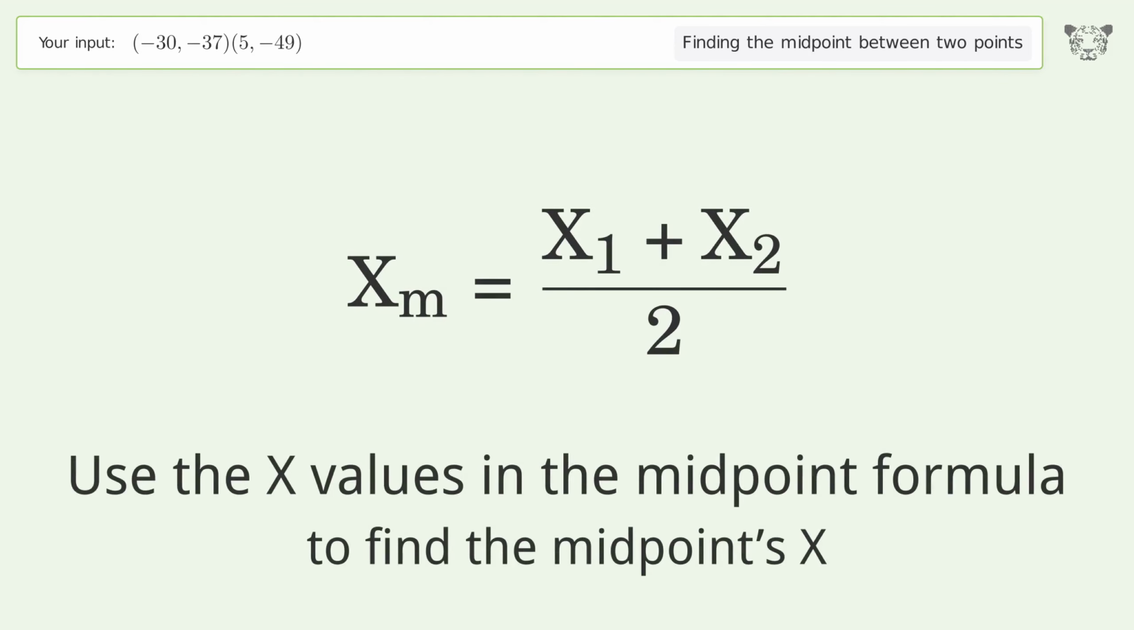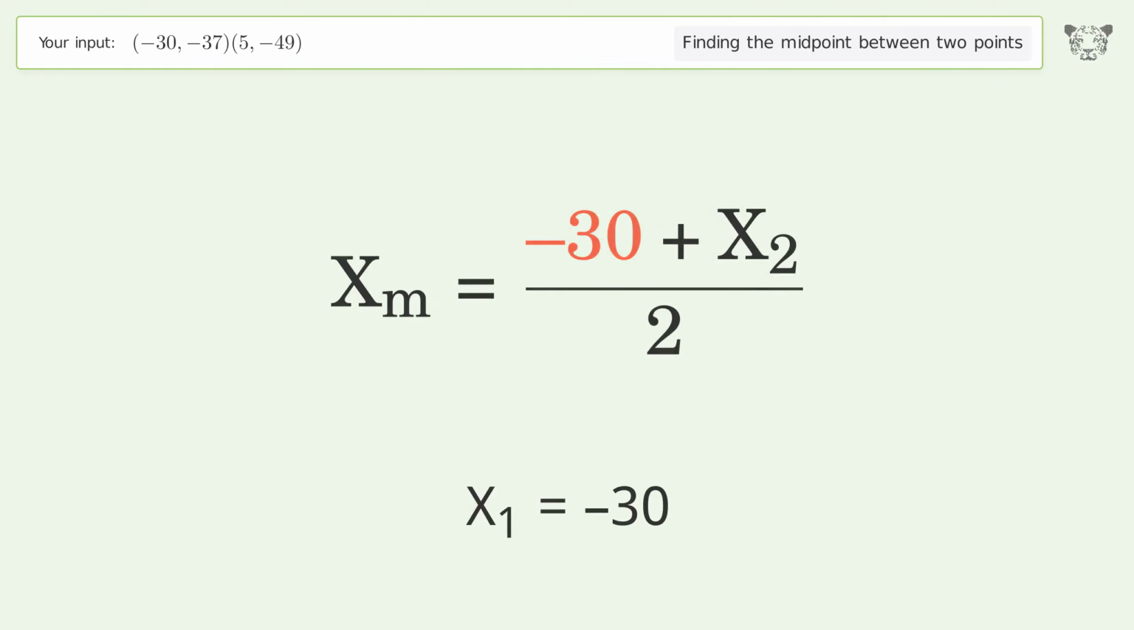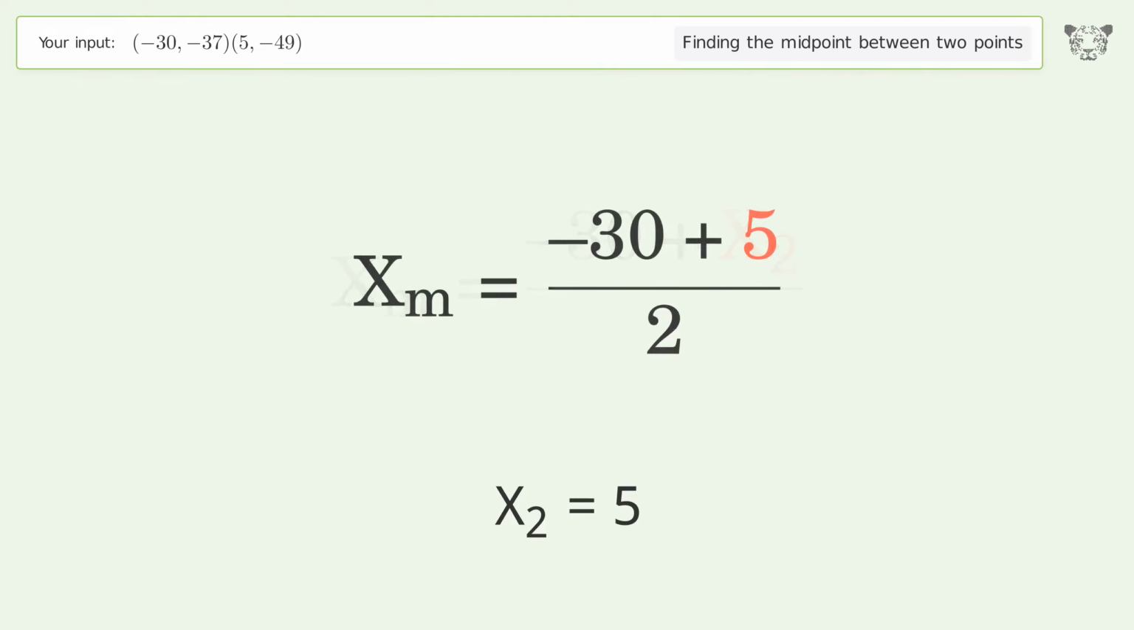Use the x values in the midpoint formula to find the midpoint's x. x1 equals negative 30. x2 equals 5. Simplify the arithmetic.